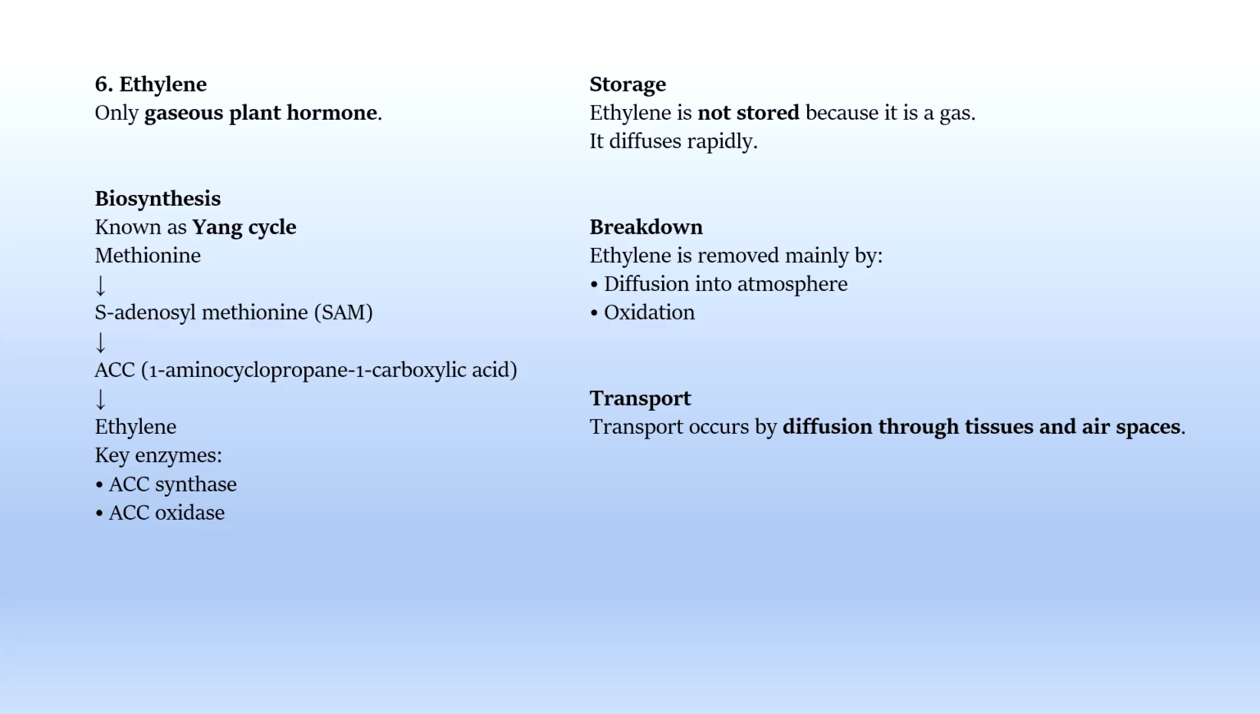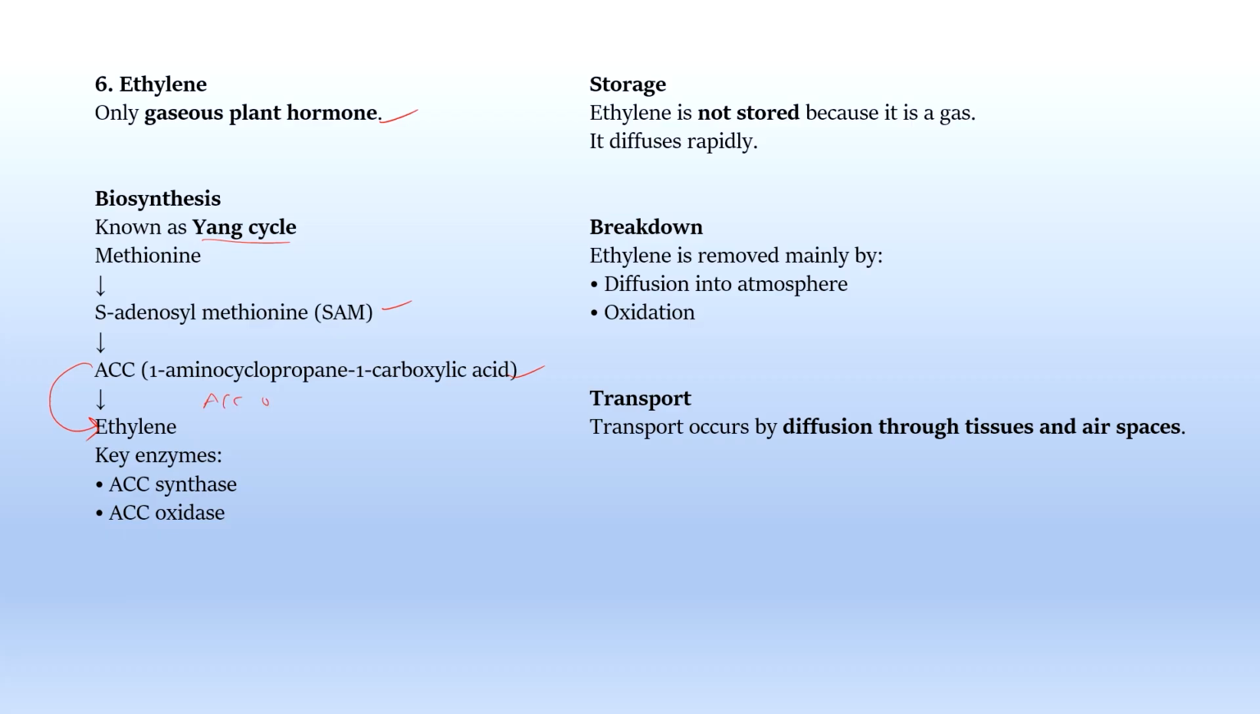The next hormone is ethylene. It is a gaseous hormone, so it cannot be stored. So it is a unique hormone, right? Its biosynthesis happens in the young cycle. The amino acid methionine is converted to S-adenosyl methionine, that is SAM. Then SAM is converted to ACC, that is 1-aminocyclopropane-1-carboxylic acid. And by the action of ACC oxidase, ACC is converted into ethylene.